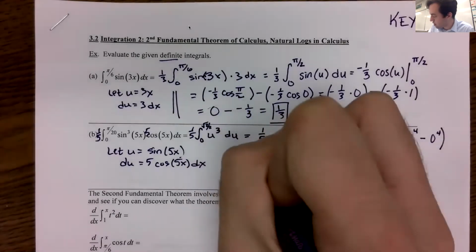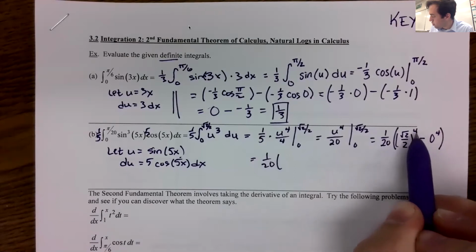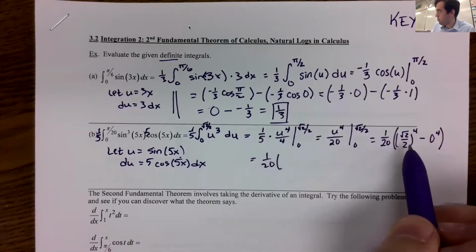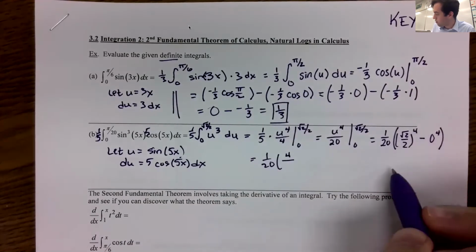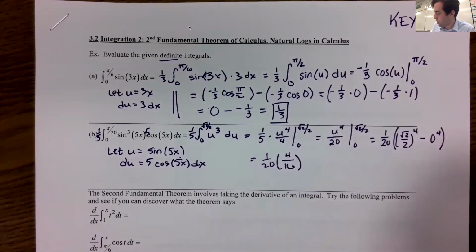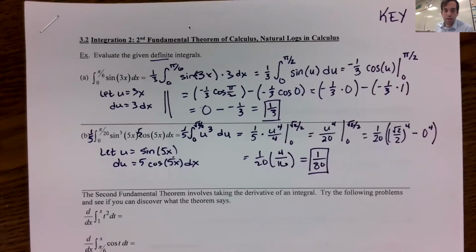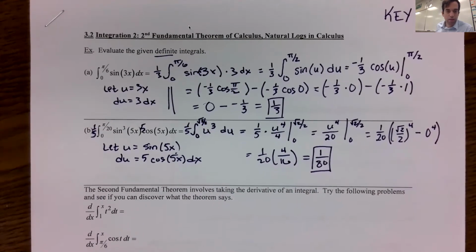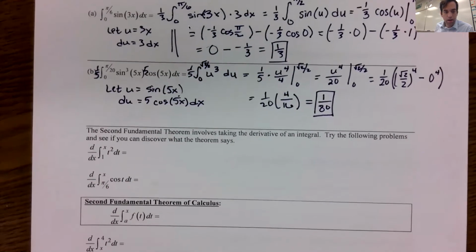So what are we going to get there? We're going to get 1 over 20 times root 2 to the 4th is going to be root 2 times root 2 is 2. And then another 2, so 2 times 2 is 4. And 2 to the 4th is 16 minus 0. So if I multiply that together, I'm going to end up with 1 over 80. Boom. A little bit more complicated, but that's how we do a definite integral with bounds and with u substitution. So there you go. Let's take a look at the next section.